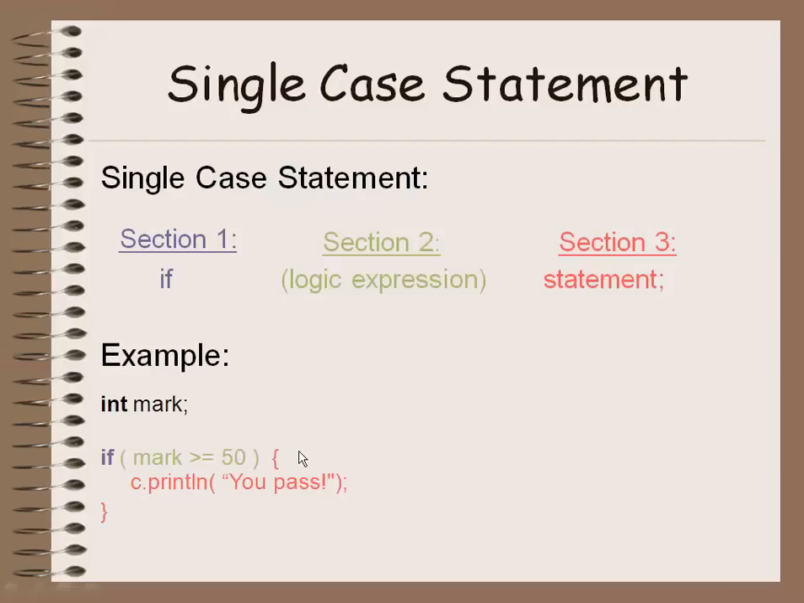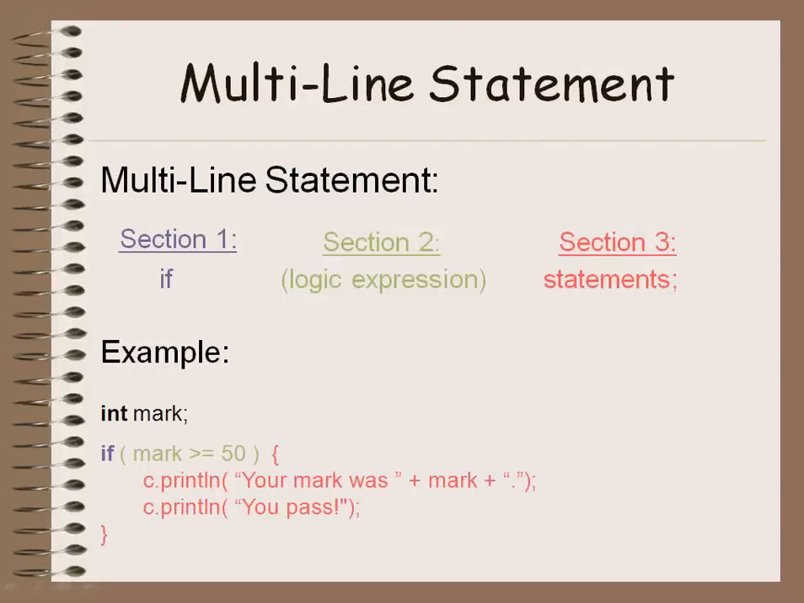Anything that comes after that selection statement is started with an open squiggly bracket and ended by a closed squiggly bracket. Okay? And whatever code I'm doing inside that if statement must be indented and lined up so that I can easily see where my if statement begins and ends. I can do multi-line statements, which is exactly the same as the one before. The only difference is that I'm now doing more than one thing if my expression is true. So in this case, if my mark is greater than or equal to 50, I'm going to print what your mark was as well as telling you you pass. And I can have as many lines of code as I want inside any particular if statement.